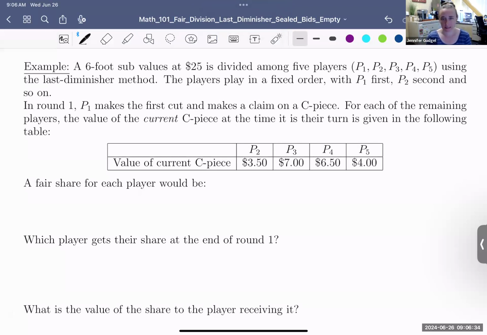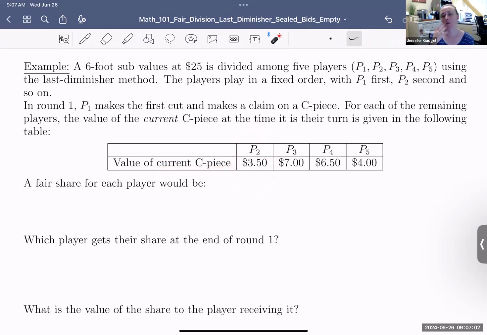So what we're seeing in this table is the current C piece, the piece that's in front of them, what they view the value is when it gets to them. So player one makes the first cut every time, which is why they're not on the chart. Their cut would be exactly what they feel is a fair share. It's always going to be that case. What we're seeing here is the value of the piece when it gets to the next player.